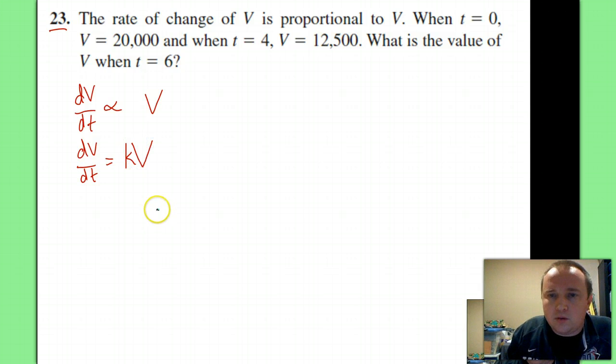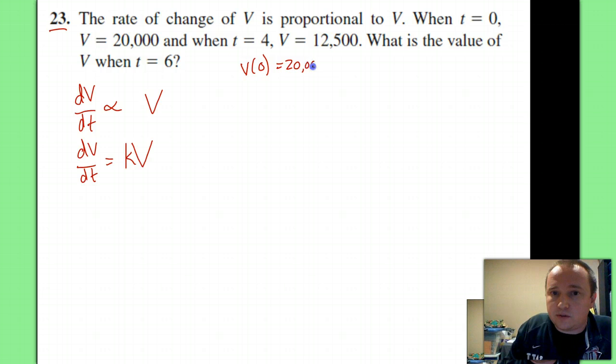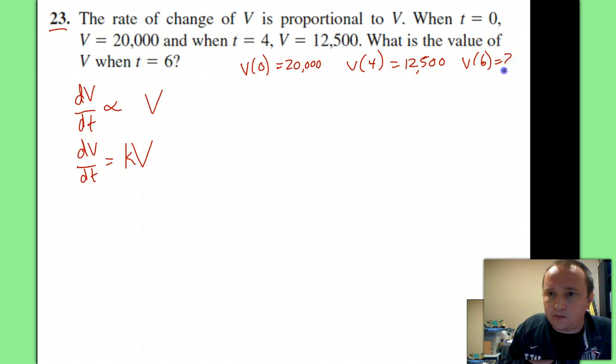Okay. When t equals 0, v equals that. So v of 0 equals 20,000. V of 4 equals 12,500. And then it's asking what is v of 6. Okay, this is a nice problem. It kind of breaks a lot down. So if dv/dt equals kv, that means dv equals kv dt.